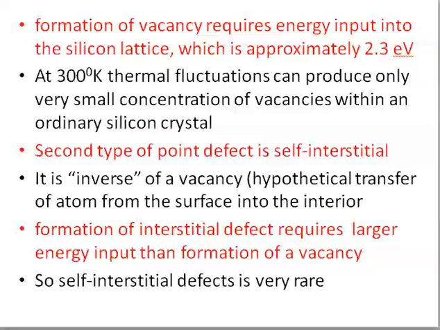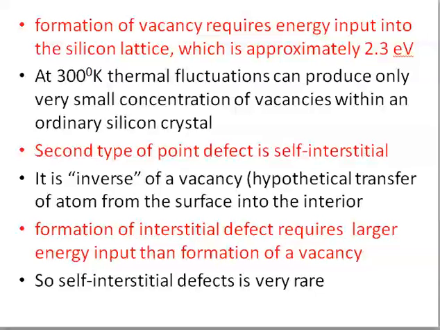Whenever the temperature is around 300 degrees Kelvin, that is around room temperature, we have what we call thermal fluctuations. These thermal fluctuations can produce a very small concentration of vacancies. That is, the thermal fluctuations are able to remove very few molecules from the interior of the silicon lattice to the surface. And the second type of point defect we call interstitial.